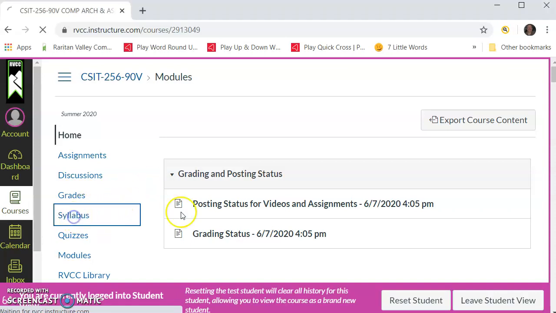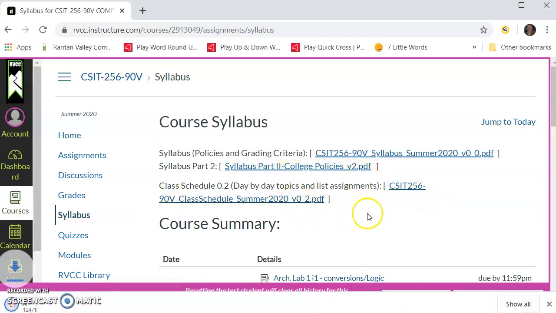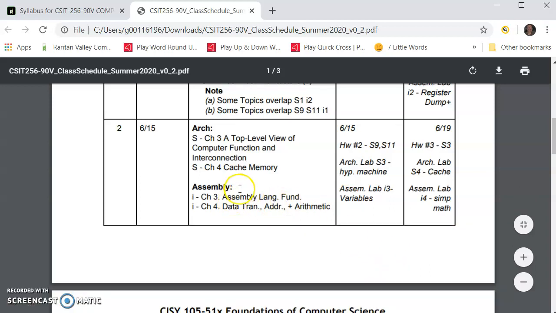Let me just go peek at the syllabus, the PDF file, and I'll do some talking from there. Okay, so week 2, the week of June 15th. And remember, if you peek at the work due column first, the S9 and 11 was from the prior week. The S3 and the I3 are the new items. So Stallings chapter 3 and Irvine chapter 3 would be the first two things at the beginning of the week to look at.